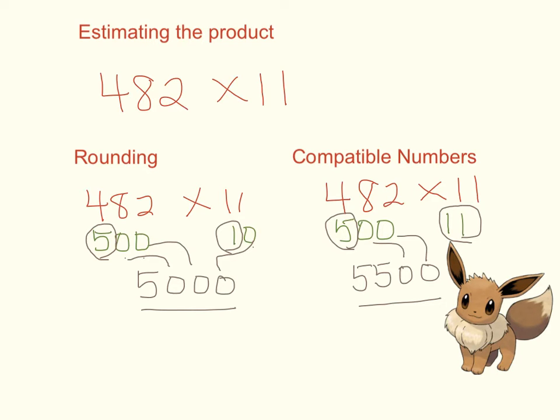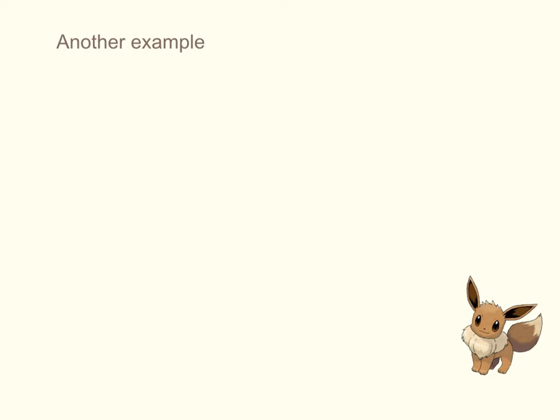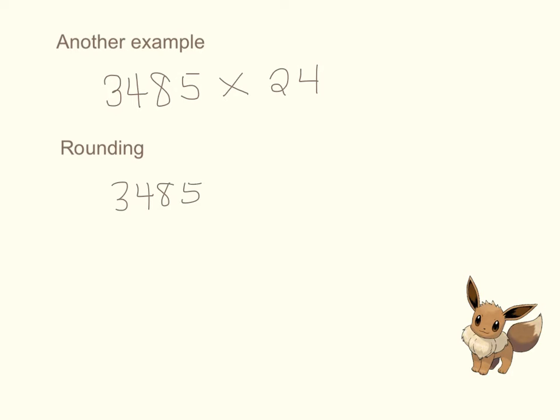Let's try another example. All right, so here's another example. We'll use a bigger number this time. We're going to use 3,485 times 24. All right, so in our first strategy, which is rounding, we're going to write the problem again, 3,485 times 24. We are going to round this first number so that it's easy in our head.